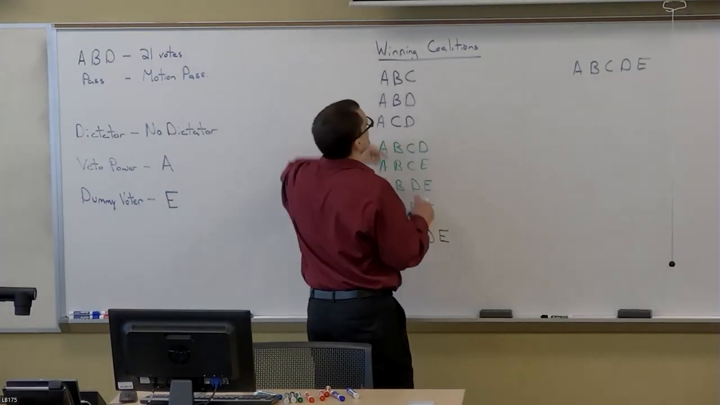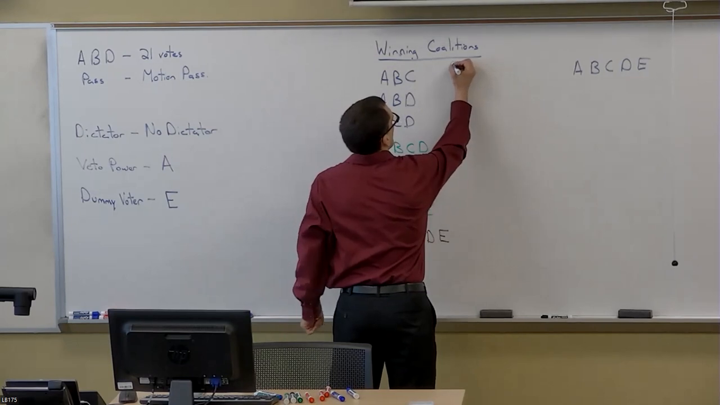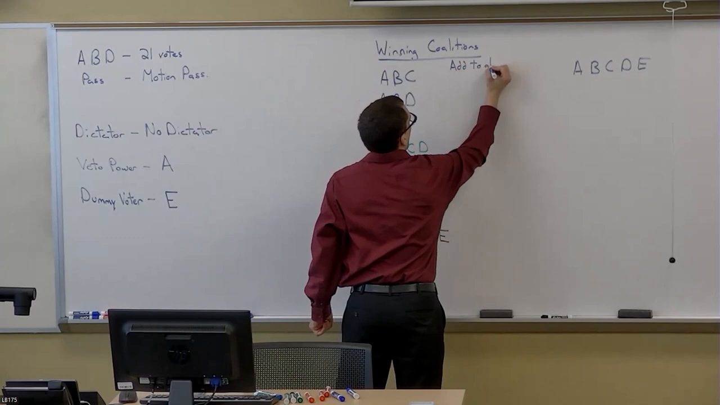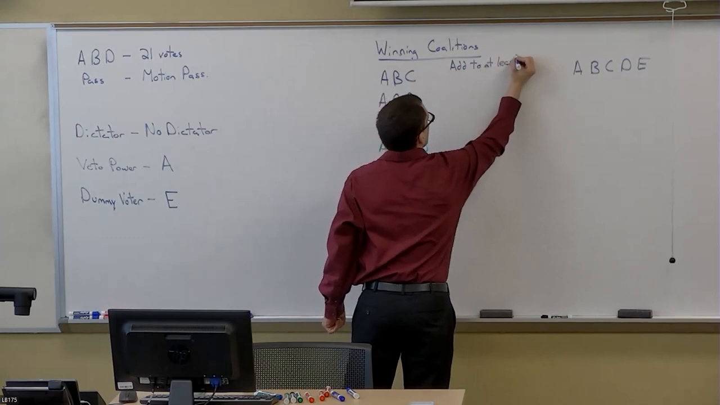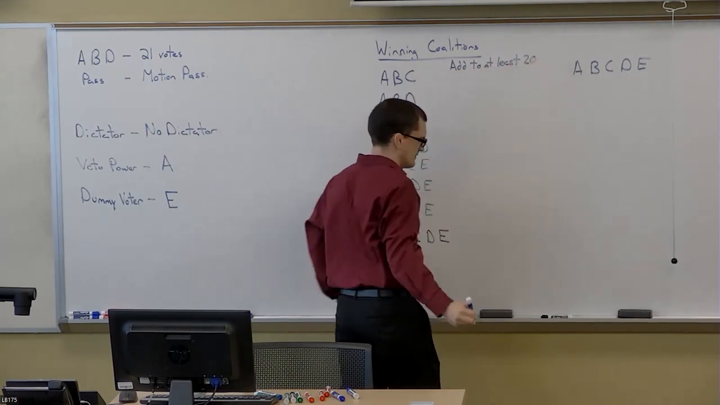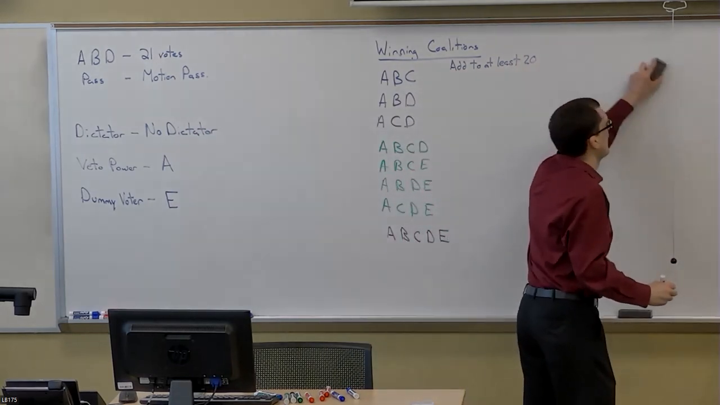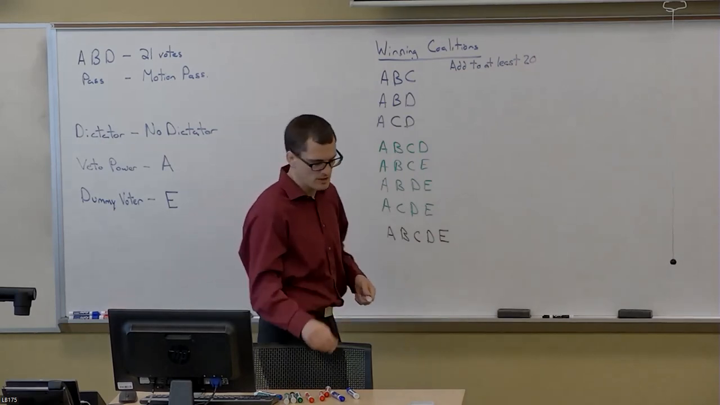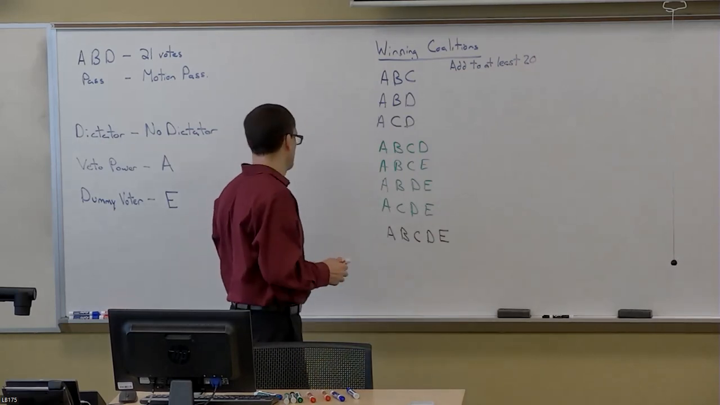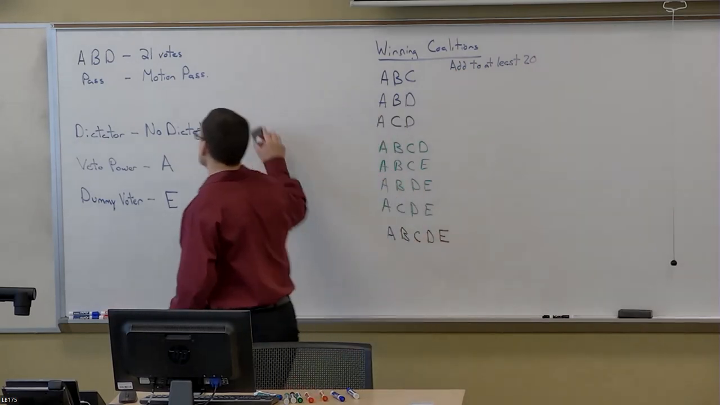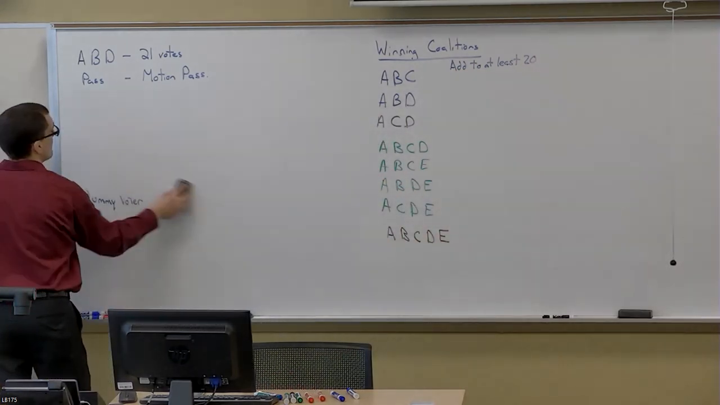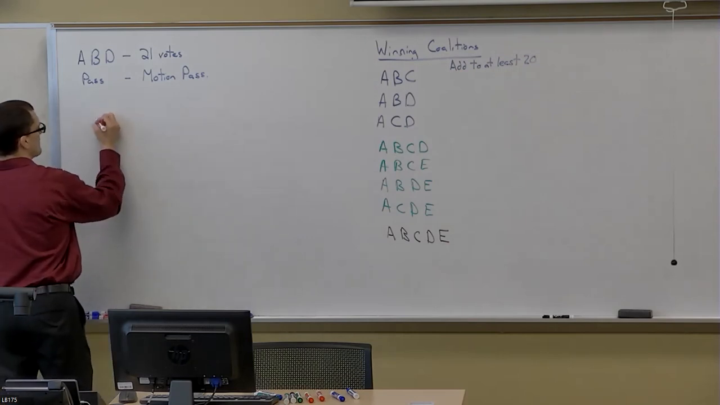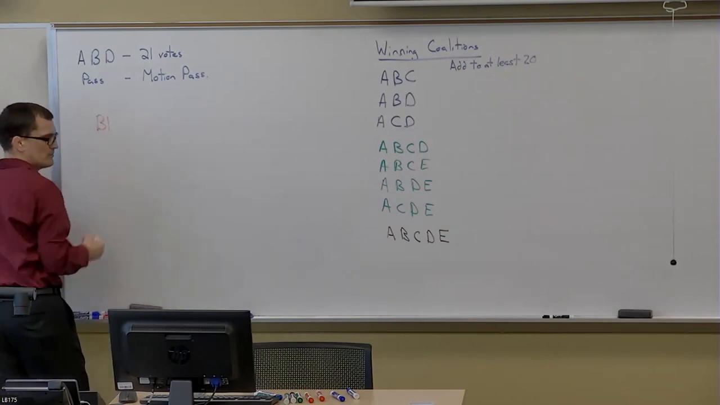So winning coalitions have to add to at least 20. And then the blocking coalitions, those are the ones that have to add to at least 10, in this example.